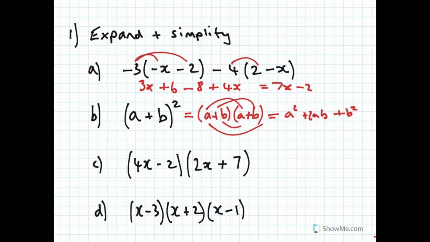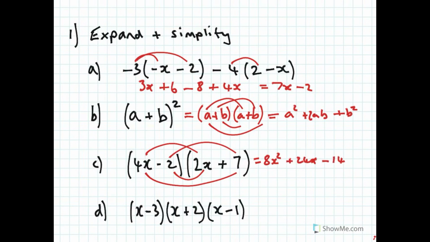On to question C, 8x squared. That makes minus 4x, and that bit there makes plus 28x. If you gather them together, you get plus 24x. And then finally, minus 2 times 7 is minus 14. So that's the answer to that.